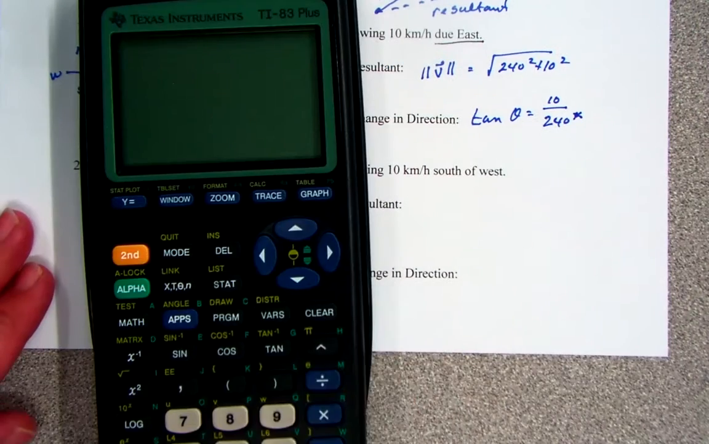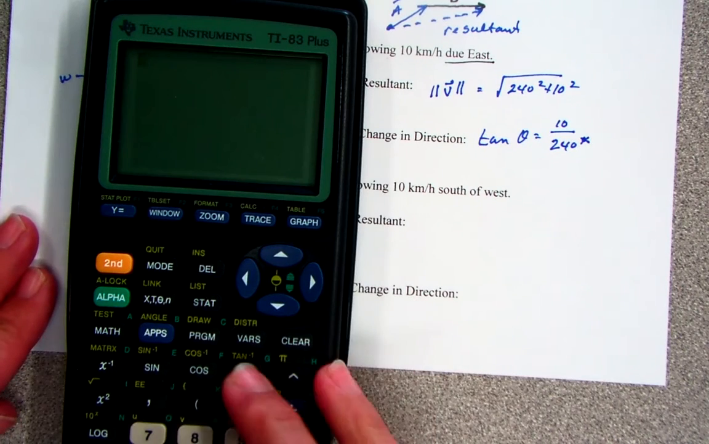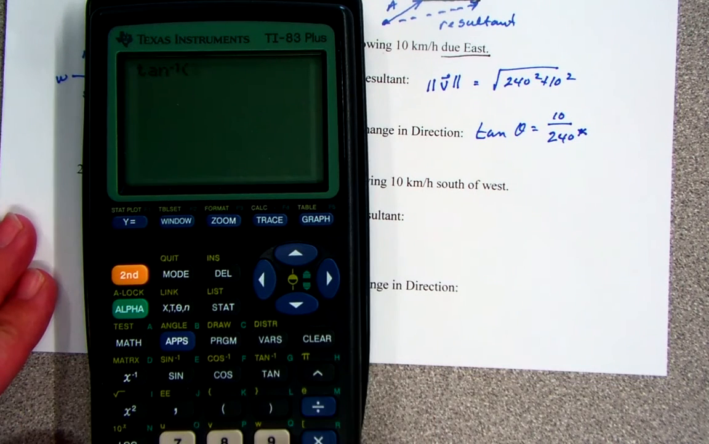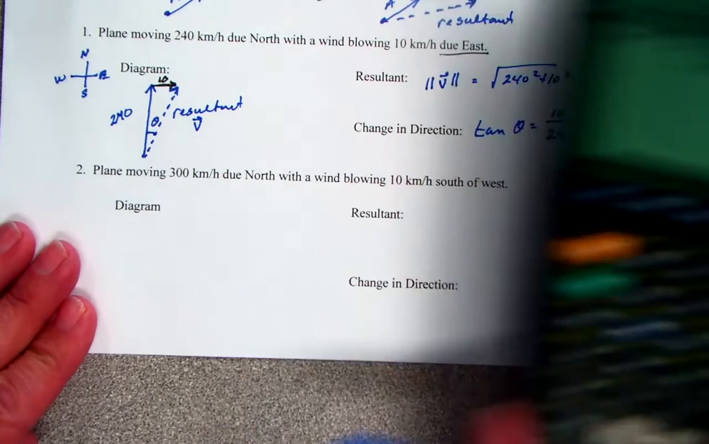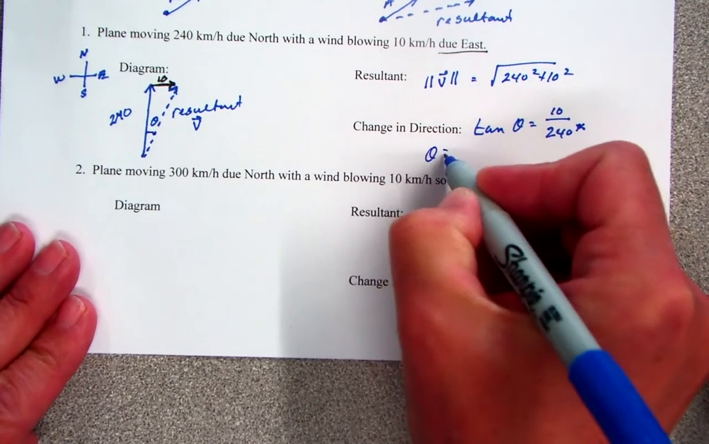So in my calculator, I could find that. I could go second tangent of 10 divided by 240. You know it's going to blow me off course, but it's only going to blow me off course by about 2 degrees. Well, if I'm flying, 2 degrees could be quite a difference. So theta is 2 degrees.